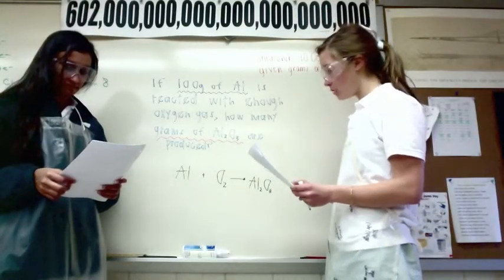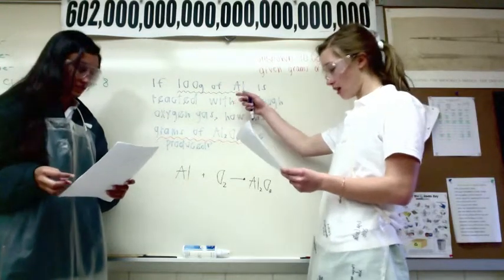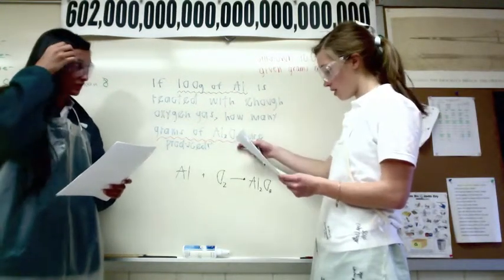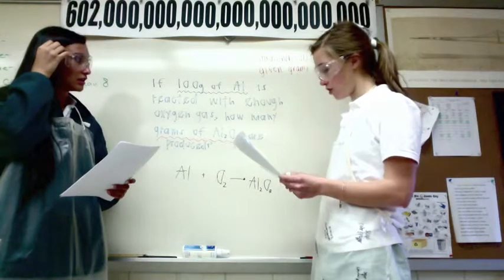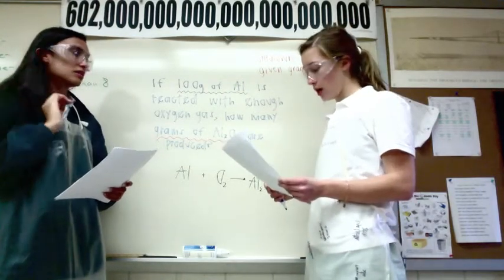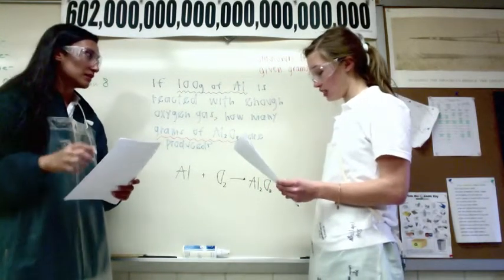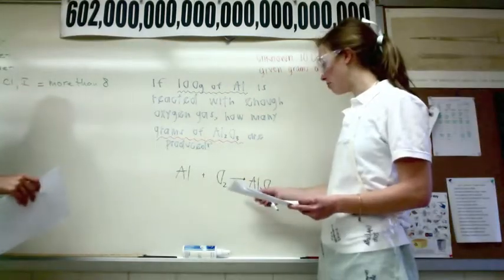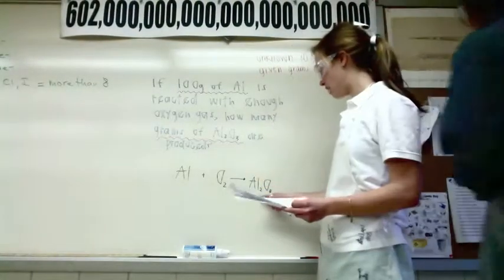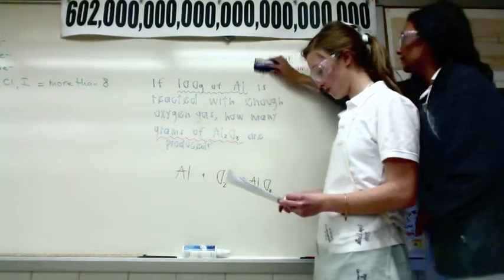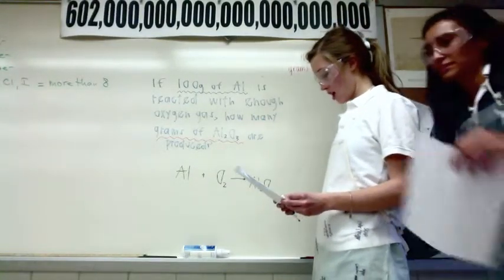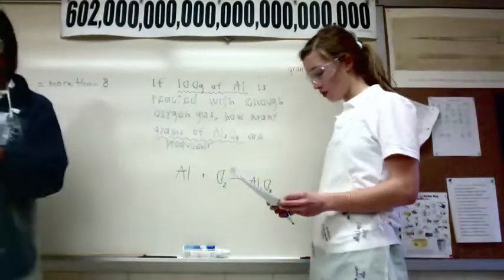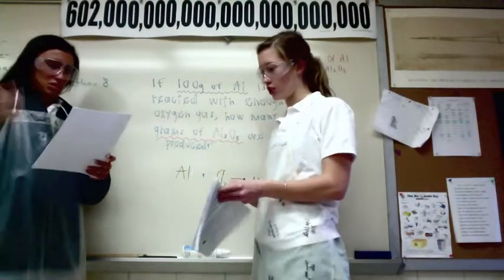The problem reads as follows. If 10 grams of Al is reacted with enough oxygen gas, how many grams of Al2O3 are produced? In this problem, 10 grams of Al is our known, and the amount of grams of Al2O3 is our unknown. This problem is in word form, but it translates to the following chemical equation. Al plus O2 produces Al2O3.